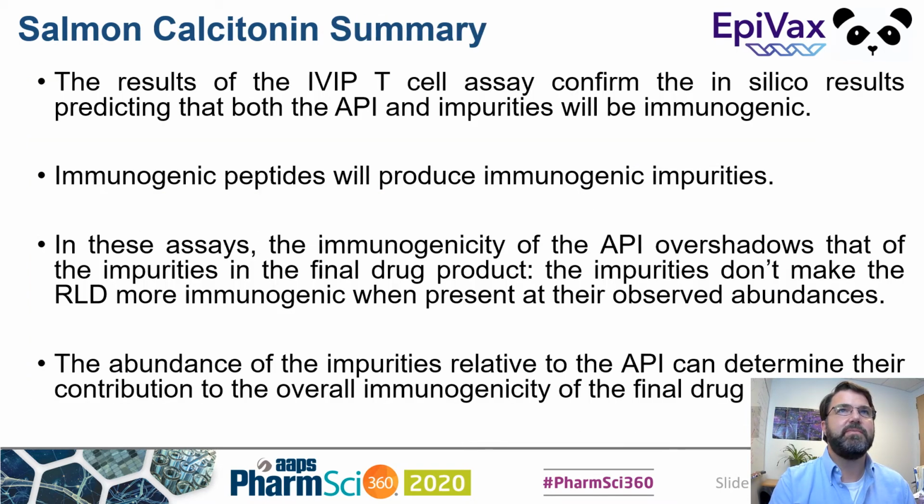if you're interested. So the results of the in vitro T-cell assays confirm the in silico results predicting that both the API and the impurities will be immunogenic. Immunogenic peptides will produce immunogenic impurities, and in these assays, the immunogenicity of the API overshadows that of the impurities in the final drug product, likely due to their concentration within the final drug product, and these impurities don't make the RLD more immunogenic when present at their observed abundances. So the amount of impurity, in addition to its immunogenic nature relative to the API, can determine its contribution to the overall immunogenicity of the final drug product.